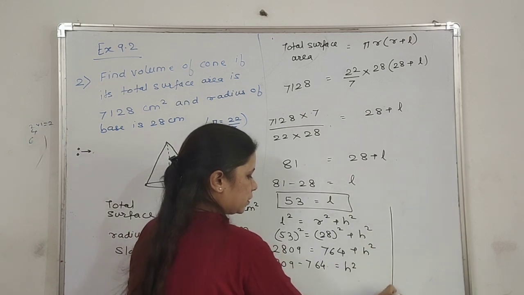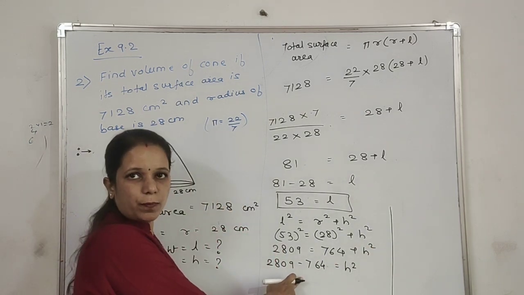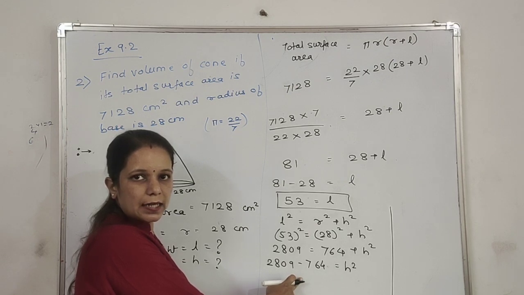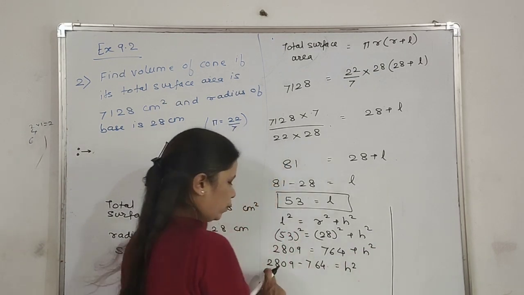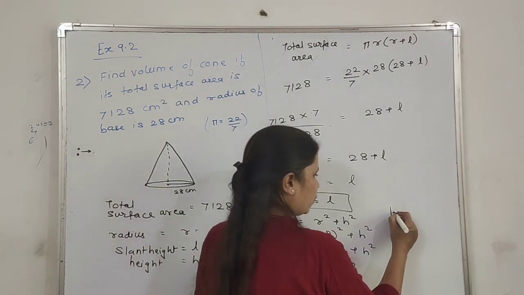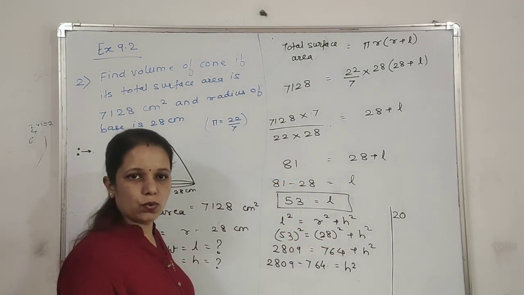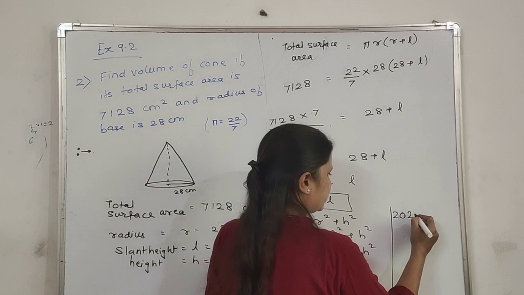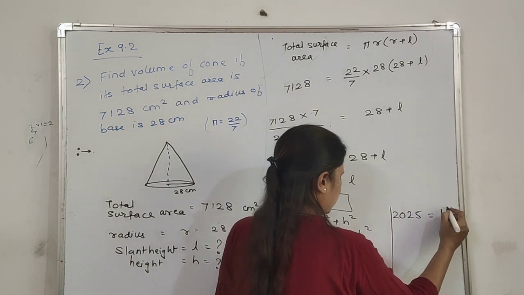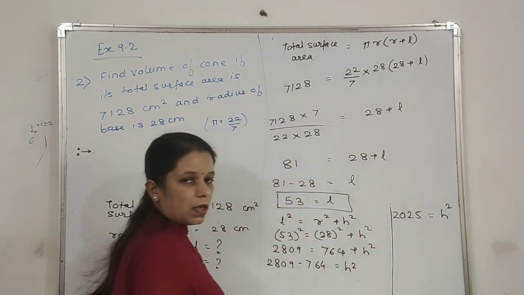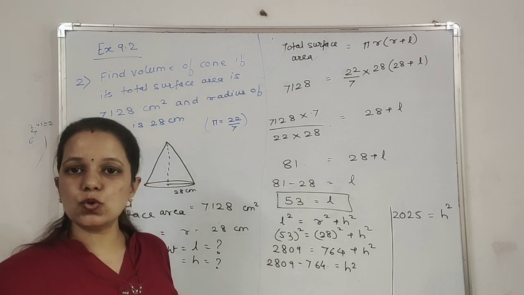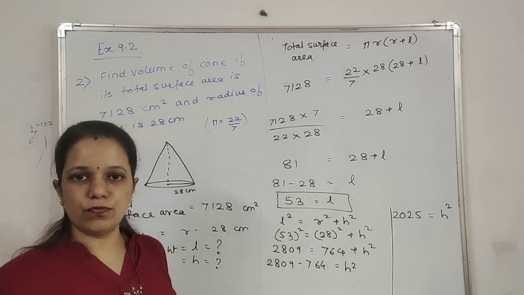I'll just write it here. After you perform the subtraction, you will get h square is equal to 2025. 2809 minus 764 is 2025, which is equal to h square. Now we will have to calculate the square root of 2025.